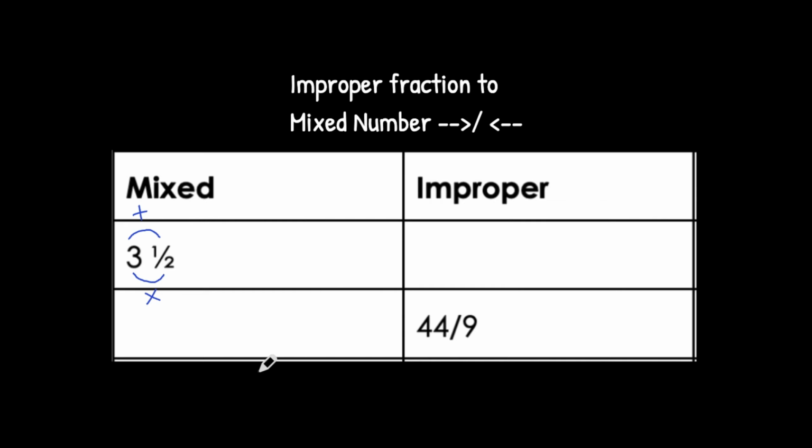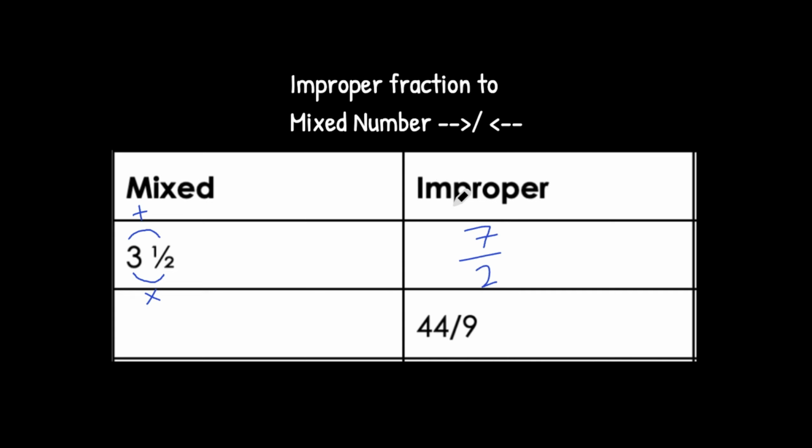So what does this all mean? Well, it means this. What is 2 times 3? 2 times 3 is 6. Then that 6 that you got, you add whatever is the numerator, which is 1. So our answer will be 7 over 2. And we see that this is an improper fraction.